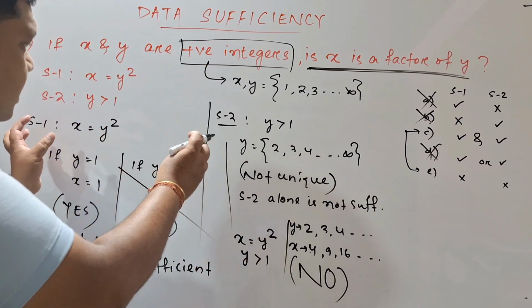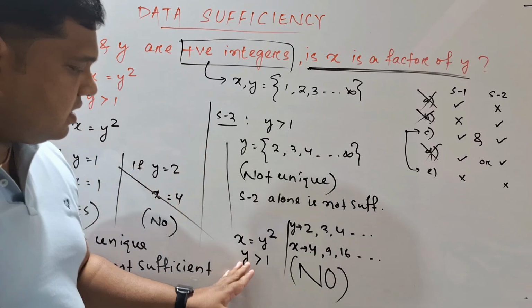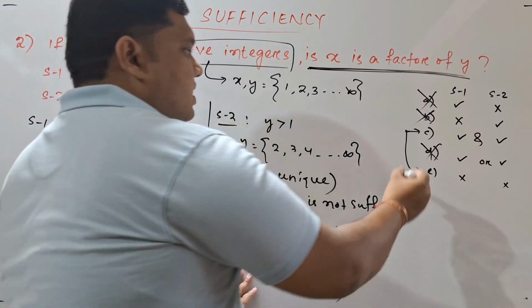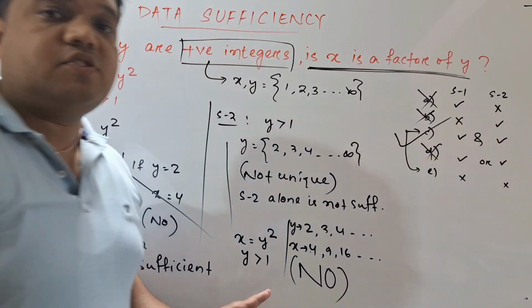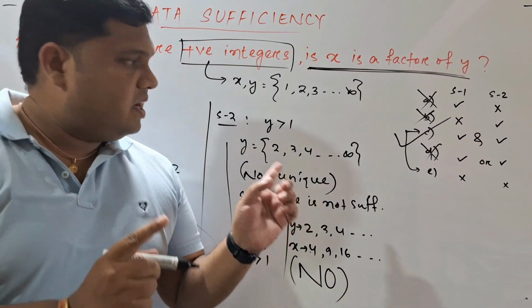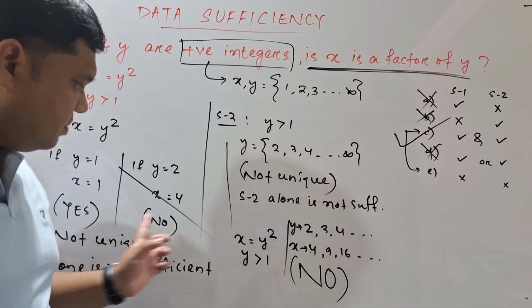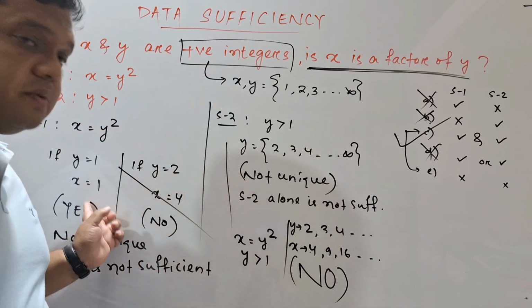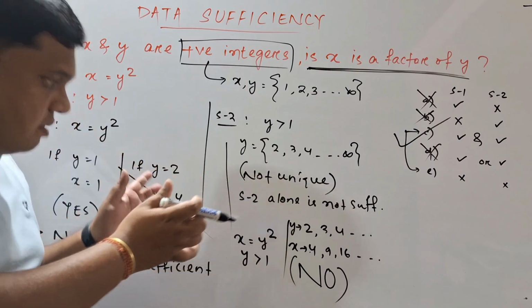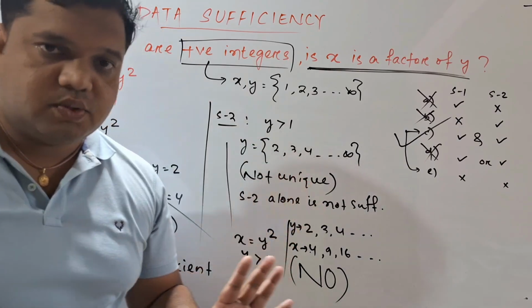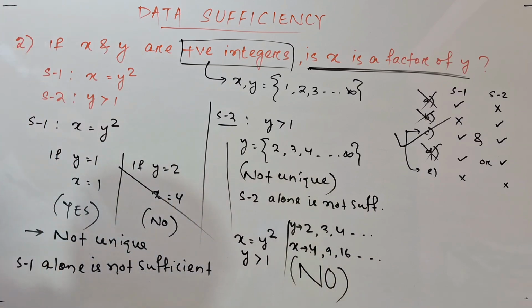If I combine statements 1 and 2, it is unique, and unique means it is sufficient to answer. That means option C is correct, because option C is both statements together are sufficient, but neither statement alone is sufficient. Both are insufficient individually, not unique. But if I combine them, you have a single, straightforward answer: no. Understood now? This is the way you have to handle this.